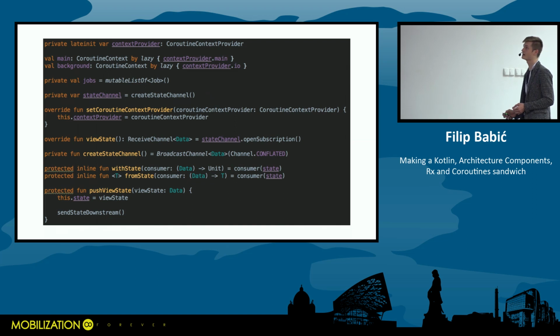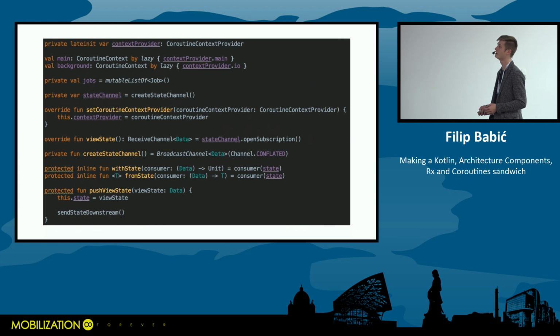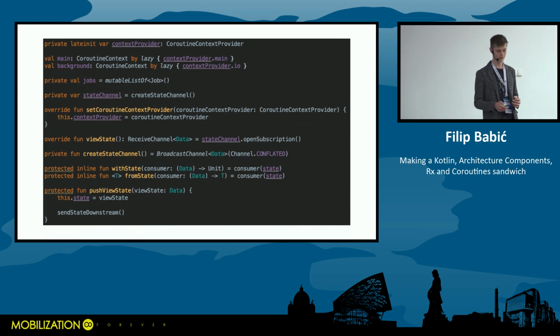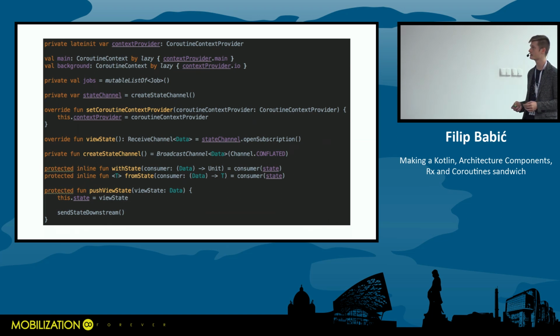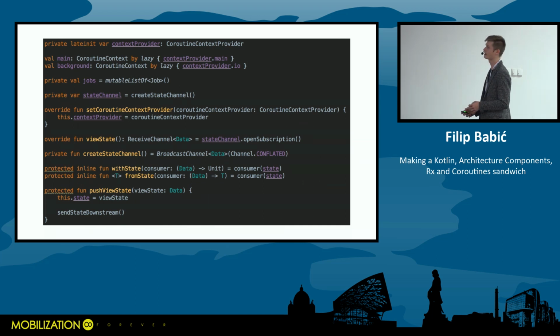So we have a state channel, which is a receive channel, which we send the data to. The UI subscribes to it and listens to the changes. We also have in the background, it's actually a broadcast channel with the conflated option, which kind of says, okay, I'm going to preserve the last state until you subscribe, and then when you subscribe, I'm gonna keep sending you the states.